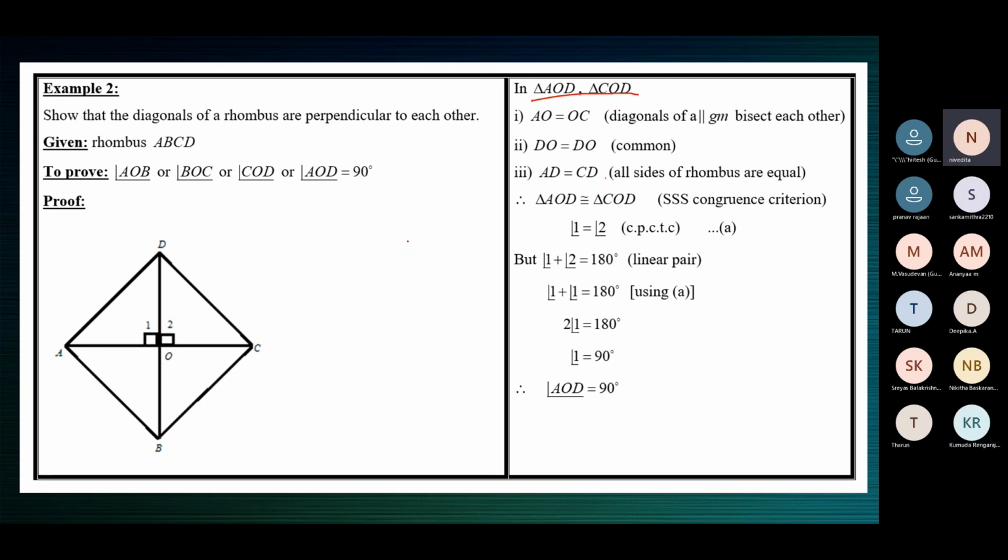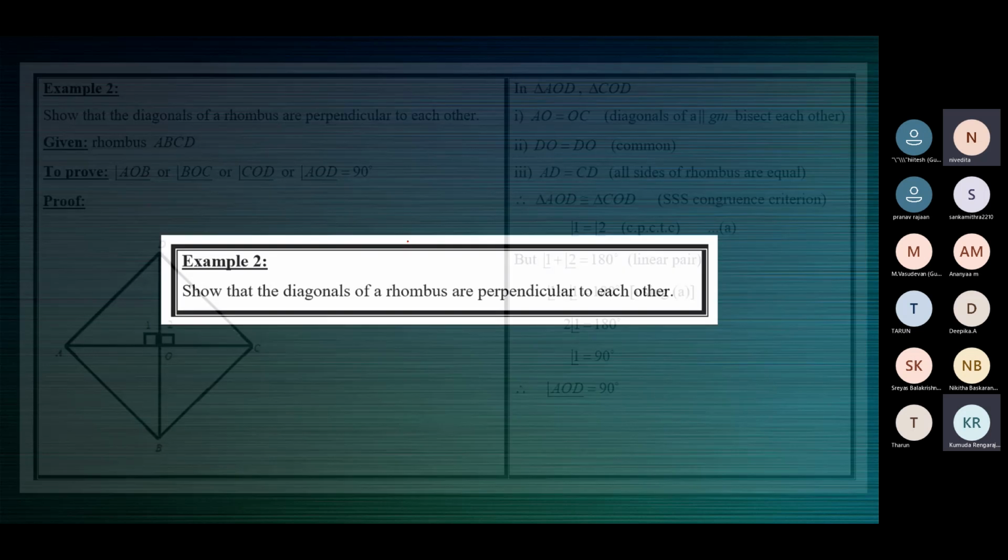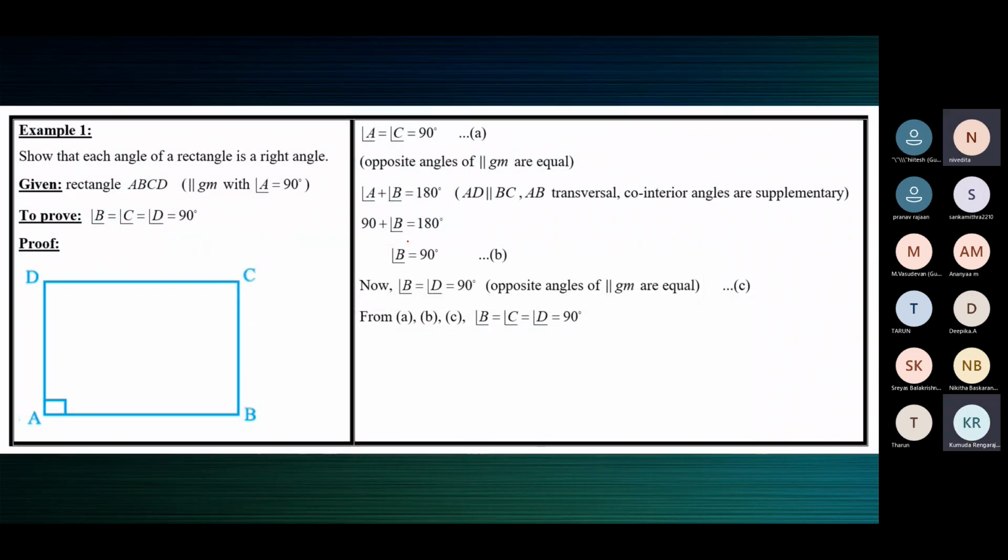Ma'am, after this, can you show the answer for the example once, ma'am? I forgot to take the screenshot, ma'am. Why didn't you write, Nivedita? You're supposed to write now during the session. Yes, ma'am. Okay, ma'am, I'll copy it down, ma'am. Yeah, please.